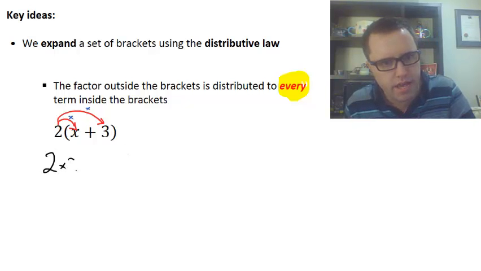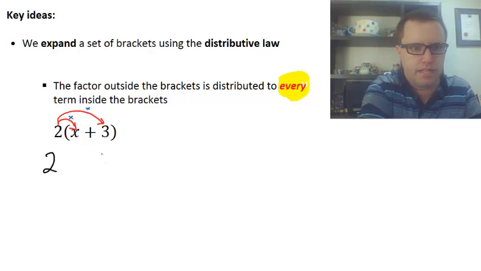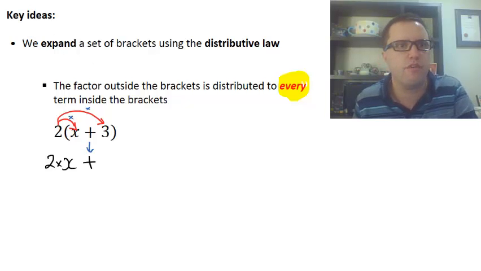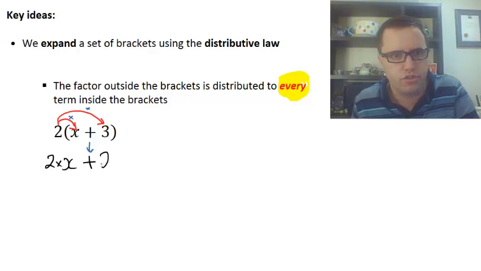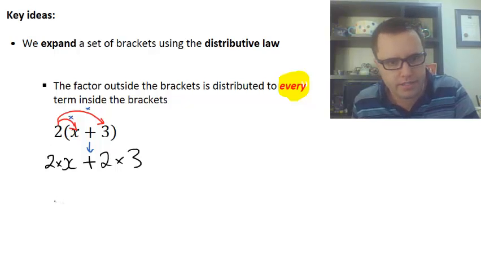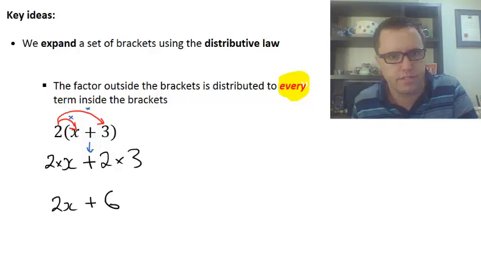2 times x. All right, so our next line is going to be 2 times x plus, and this is what's important to move down the page, because this plus just gets moved straight down, plus 2 times 3. 2 times x is 2x, plus 2 times 3 is 6.